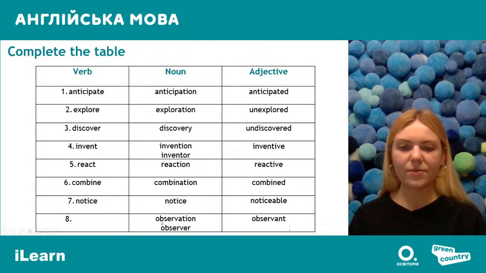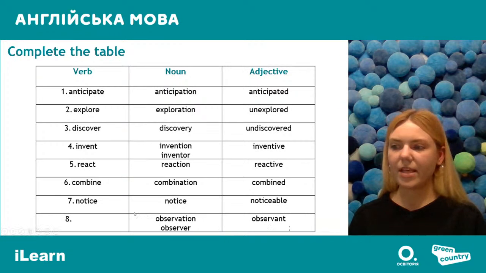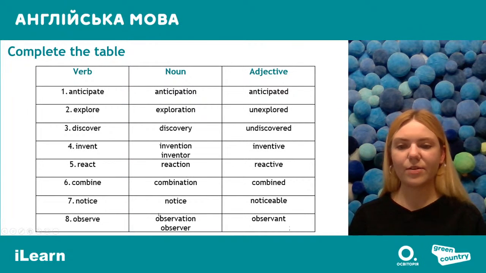And the last one, so we have observation or observer as nouns. Observation – спостереження, observer – той, хто спостерігає. Observant – yeah, that is спостережливий, that is an adjective. And the verb is to observe. Спостерігати, so to watch something carefully and for a long time.